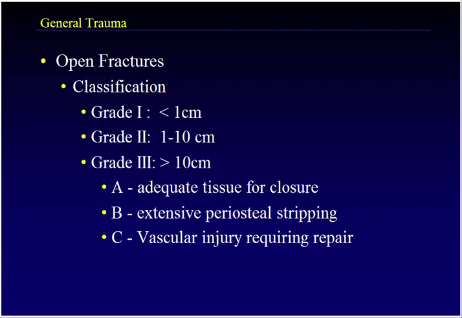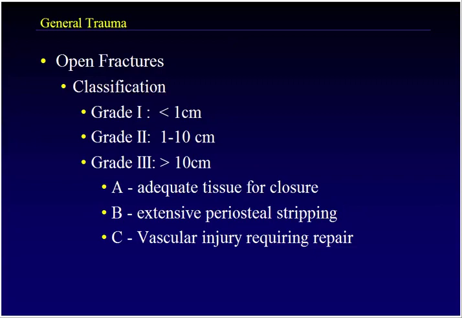In the original Gustilo article, grade 1 or type 1 wounds were defined as soft tissue lacerations less than a centimeter. Then the grade 2 were lacerations between 1 and 10 centimeters, and grade 3s were greater than 10 centimeters. The authors subsequently issued a couple years later a second article in which they subdivided type 3 injuries into A, B, and C. The A injuries, type 3As, are ones in which adequate soft tissue coverage is available, and that would include a skin graft.